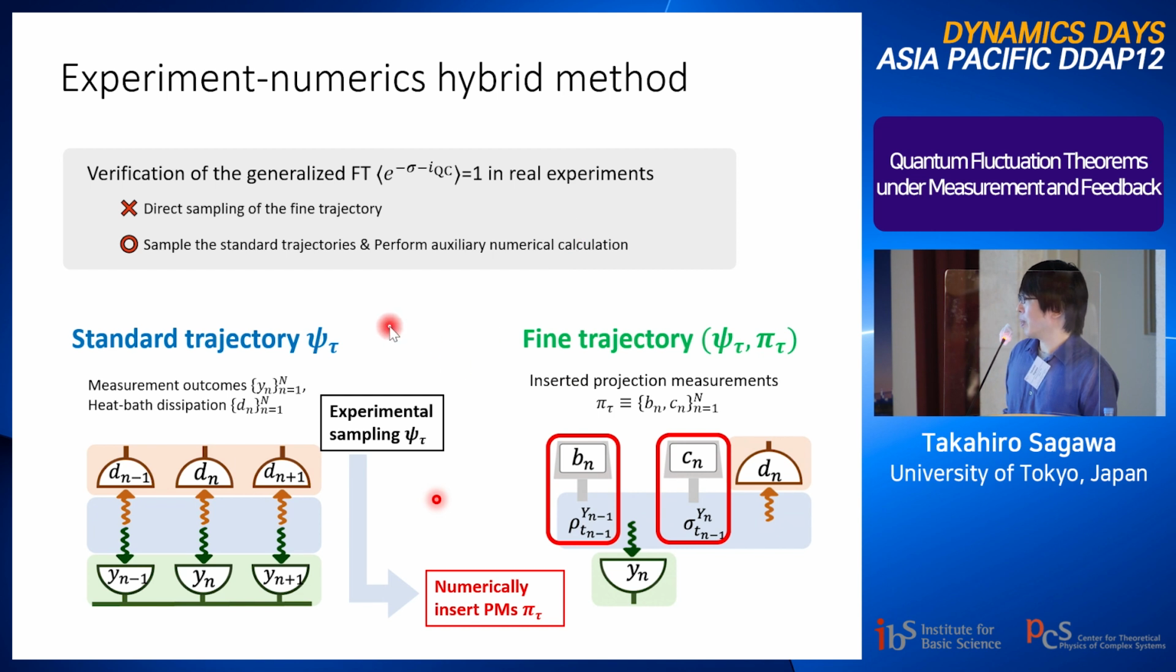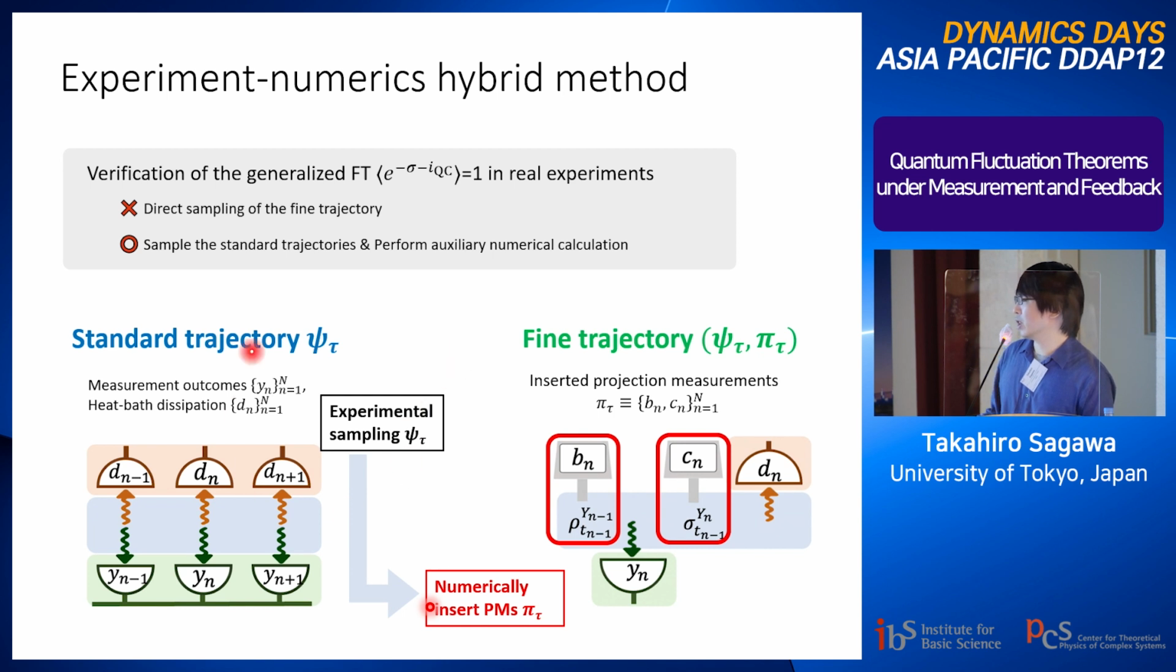Okay, so now we have the original setup here, and we deform it and insert some projections here and there. Then we can define the stochastic QC mutual information. But in real experiments, it is not so easy to introduce these projection steps, because these are very strong and continuous measurements on the system. So we have proposed an experiment-numerics hybrid method to test our fluctuation theorem. The original real experimental setup is given by this, and we have dissipation and a measurement apparatus.